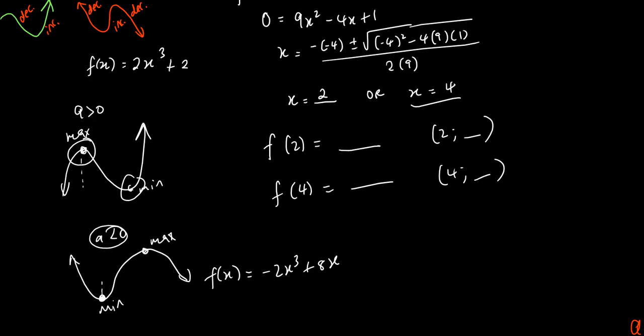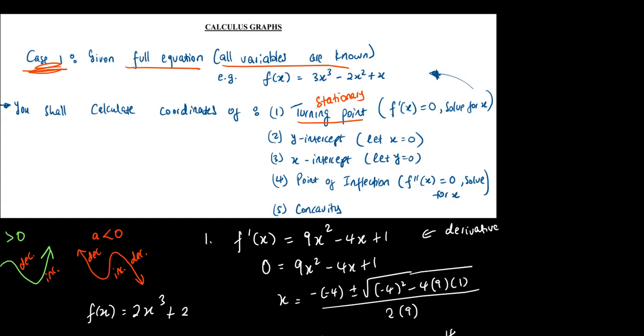How do you find the y-intercept? The y-intercept, guys, you let x be 0. So that means f of 0 equals 3 into 0 cubed minus 2 into 0 squared plus 0. So here you get 0. That means your y-intercept is simply 0 and 0.